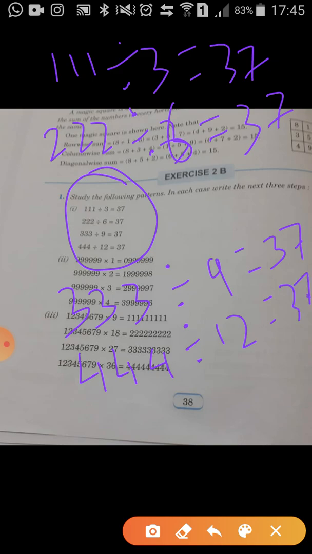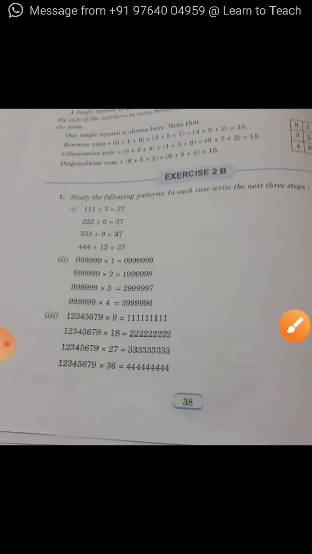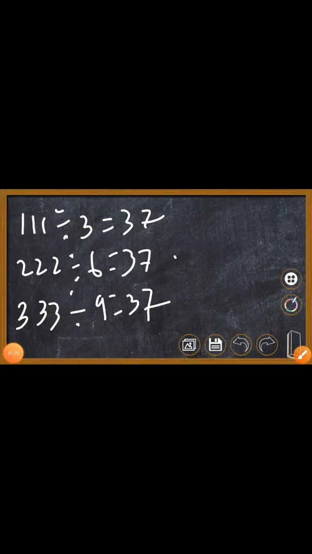What is the sum asking you to do? The sum is asking you to write the next 3 steps. So these are the 4 steps of the pattern. What you are doing is identifying the pattern which is going on. Let me copy this down on the blackboard. I have already copied it down for you guys. The fourth one is 444 divided by 12 is equal to 37. So you need to identify the pattern.